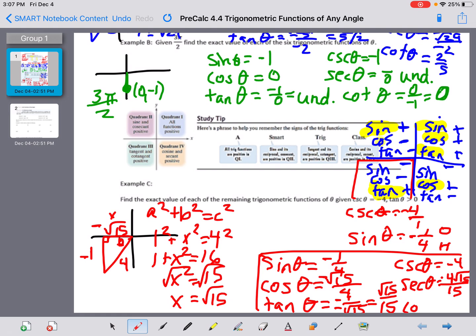And my cotangent is going to be, look back at before I rationalize that, and I just flip it, and it's going to be the square root of 15, and it's positive. Okay, let me make sure I have my negative. So cosecant is negative, and secant here is negative, right? Okay.